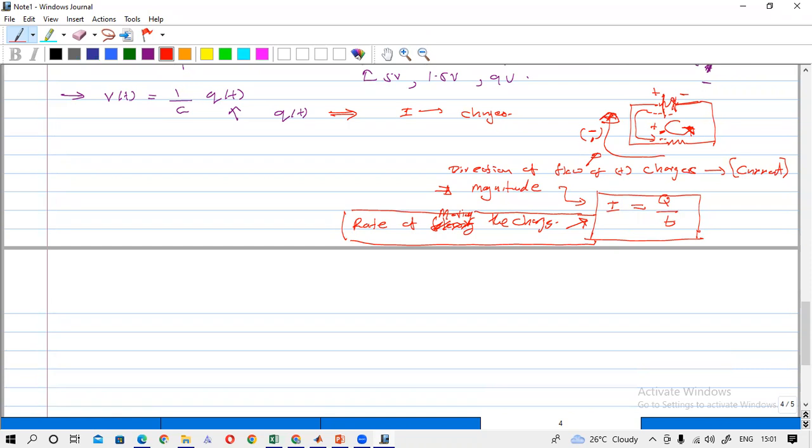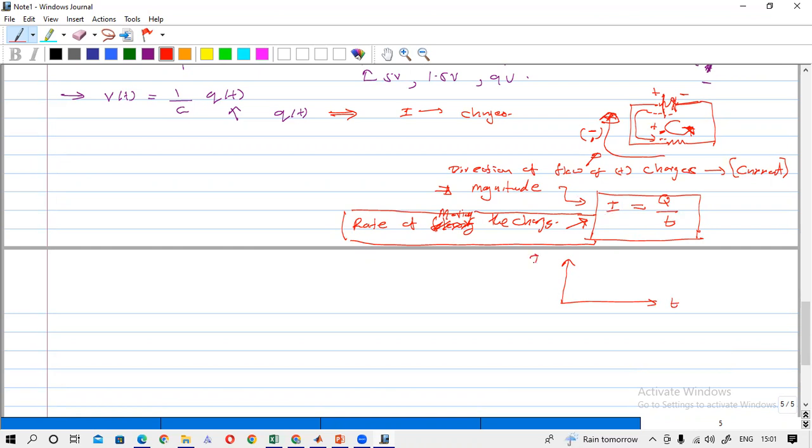I told you that the current across the capacitor is changing like this. Current across the capacitor is changing like this. So you can see that Q is equal to IT.